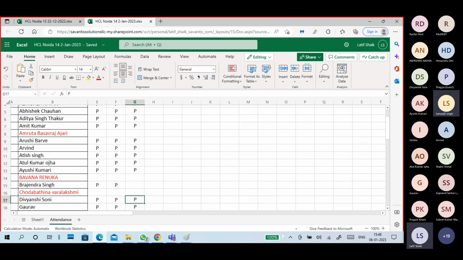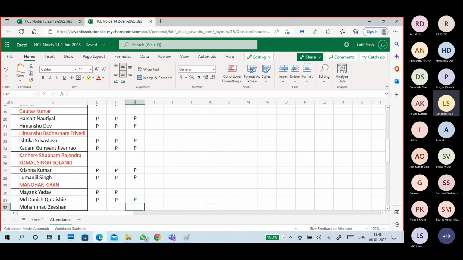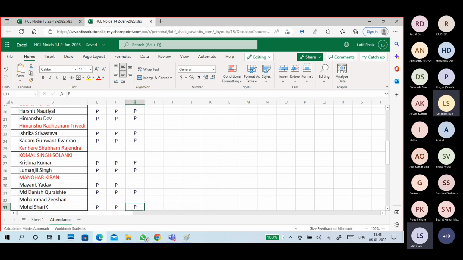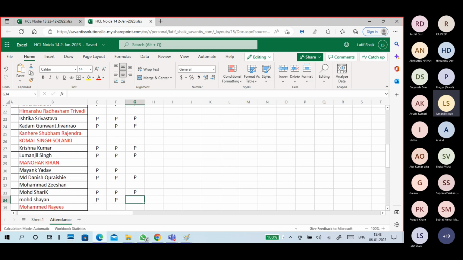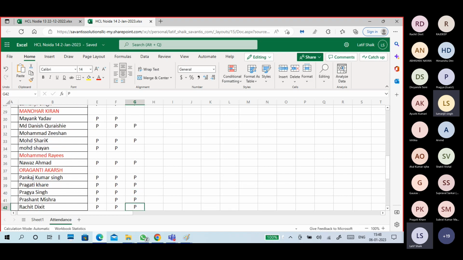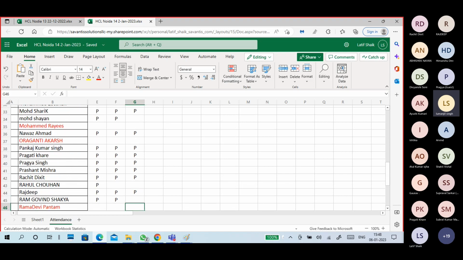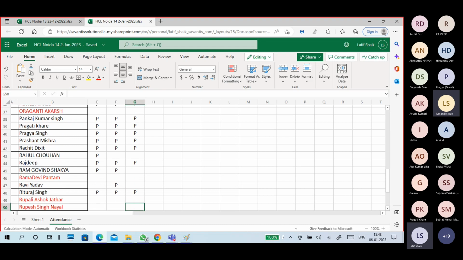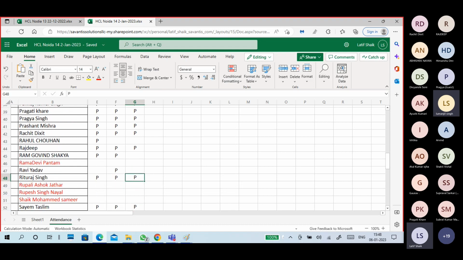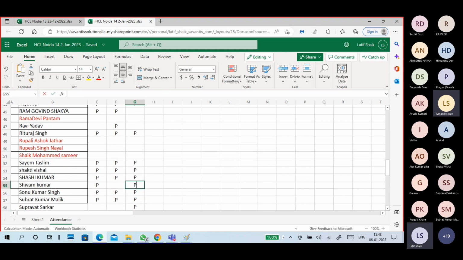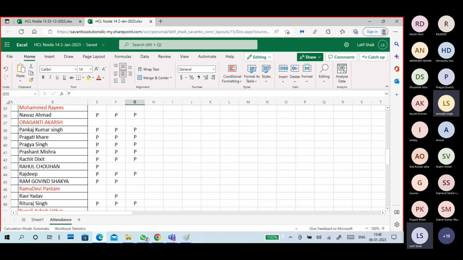Shaik came. Vijendra came. Mayank Yadav came. Muhammad Shah. Ram Govind. Ravi Yadav. Tom Kumar came. I remember 3 names are given.